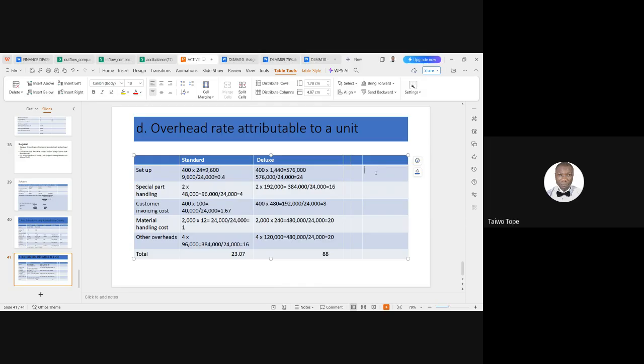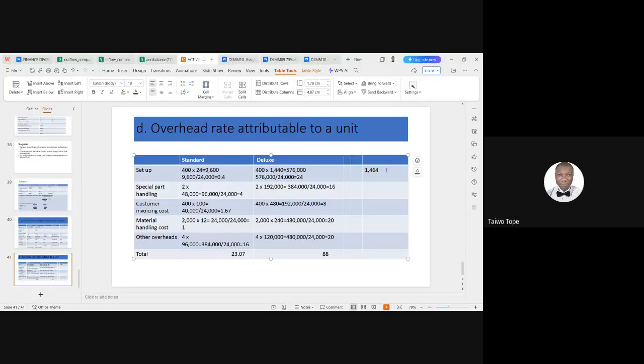The other way is this. The total setup you have, for both standard and deluxe, is 1,464, isn't it? Yes. So now I can use the ratio approach to get the overhead cost for standard. The value will be what?